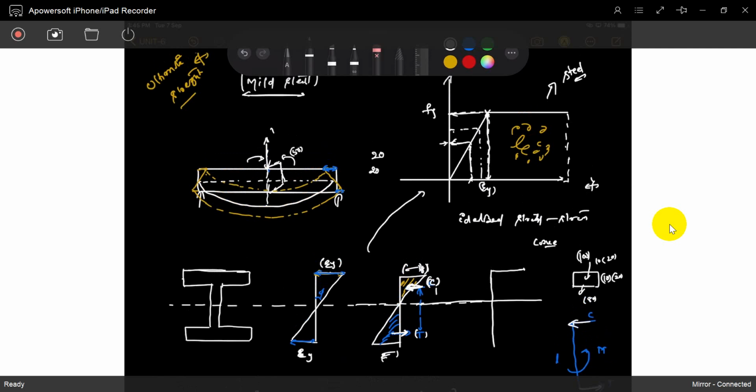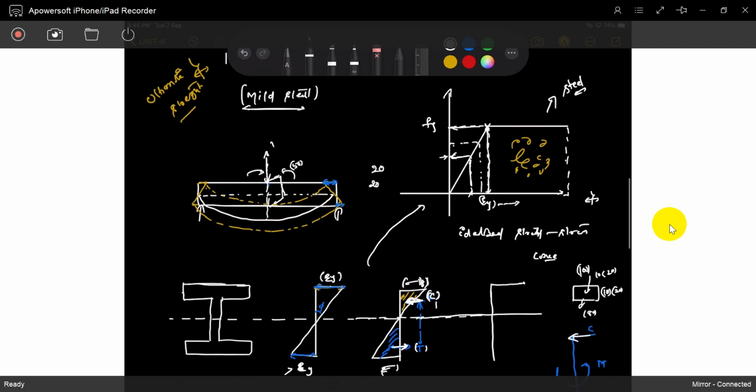The elastic strain will increase. Are you understood? Strain will increase, the stress is same. Sir, how is it increasing the carrying capacity, sir?